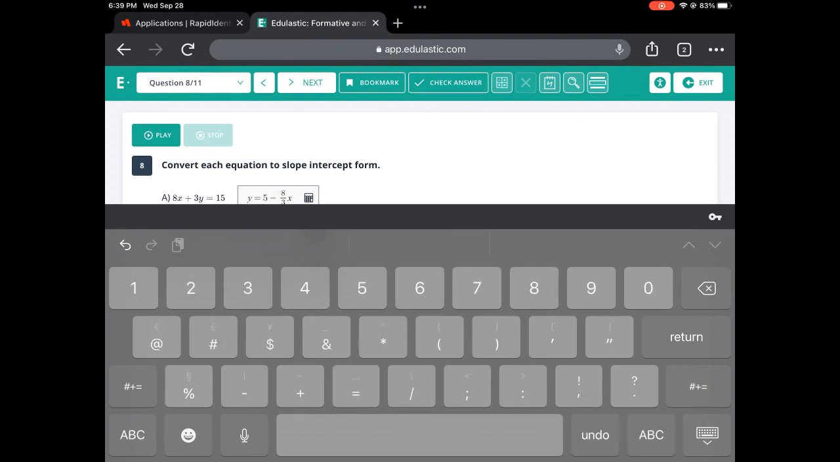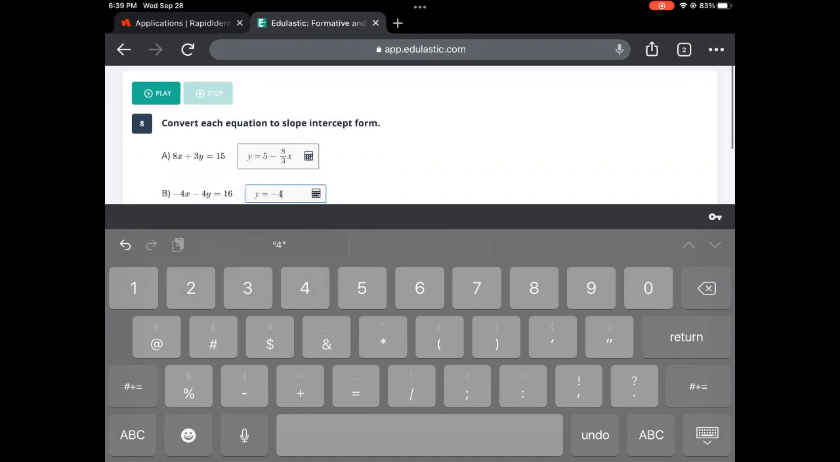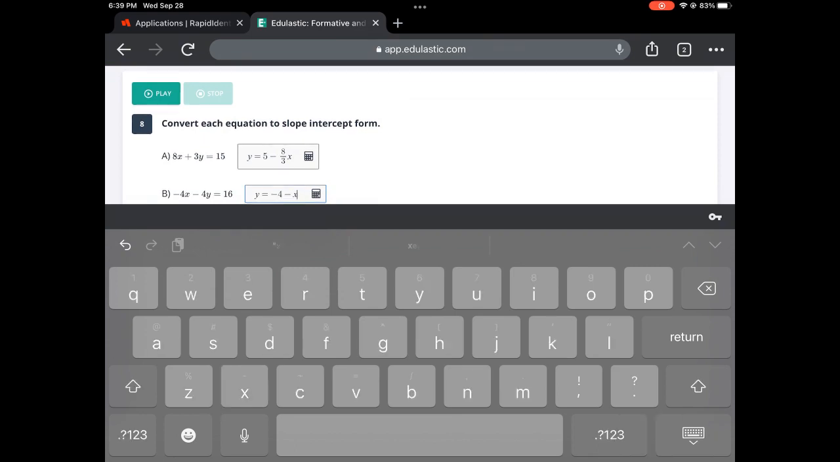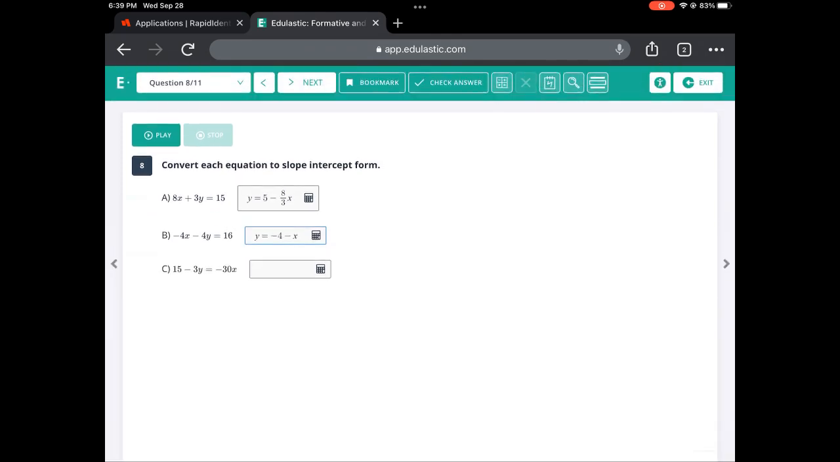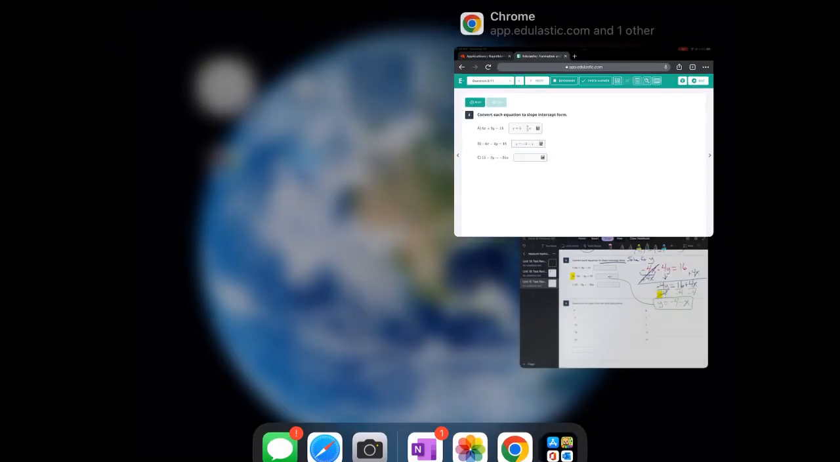Edge Elastic will probably recognize this if you put a 1 in front of the x, but you don't have to. You can just type negative x here. And again, you could write this as y is equal to negative x minus 4 if you wanted to. If you want to switch them, that's fine. Since this is how they ended up when we simplified them, that's the way I'm going to leave them for now. They'll be in a different order on problem C.